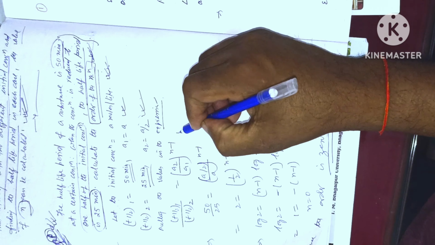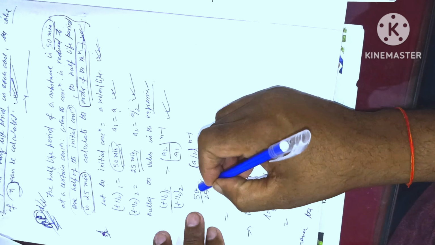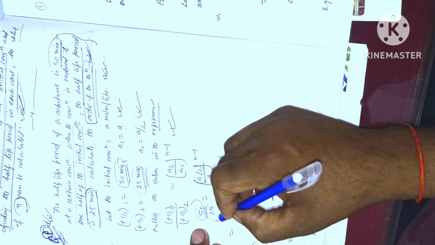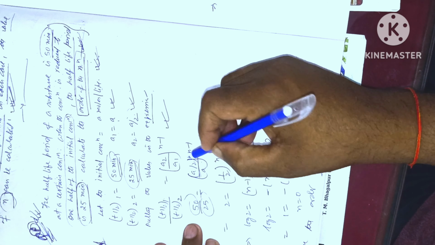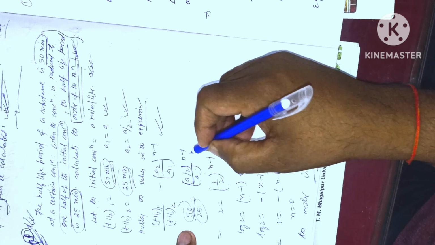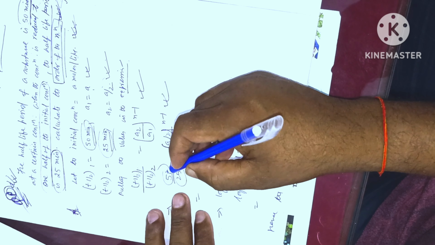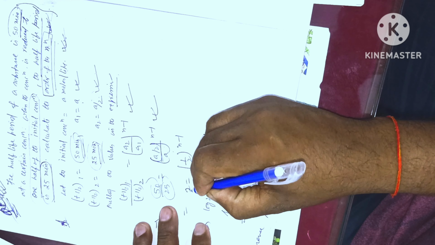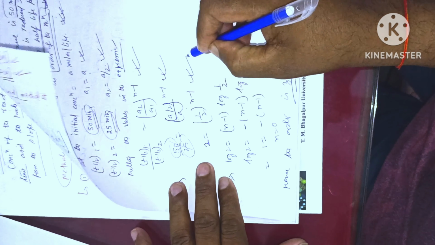You use this equation and put in the different values: T half 1 is 50 minutes here and T half 2 is 25 minutes here, A2 is equal to A upon 2 and the value of A1 is A, whole to the power n minus 1. That is 50 divided by 25, the value is 2, and that is equal to (1 upon 2) to the power n minus 1.